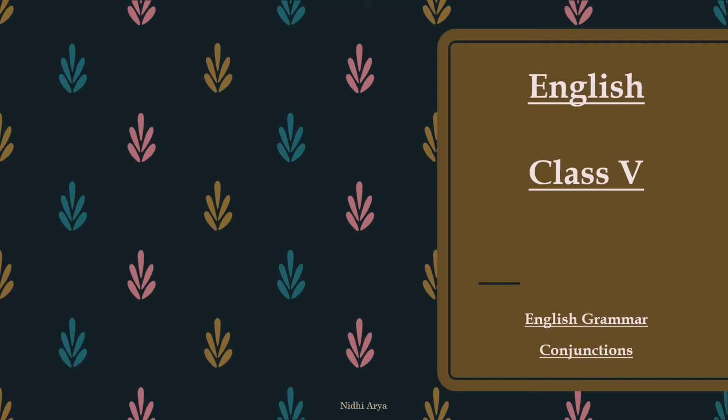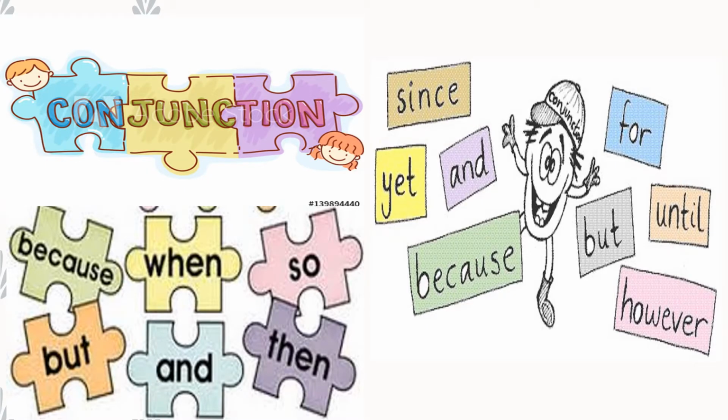We are starting a new topic, conjunctions. Let's see what it is. You must have seen these words in the sentences and paragraphs you have read till now. These are the words: because, when, so, but, and, then, since, yet, for, until, however. Let us see what these are. Also, you can see over here, these are called conjunctions.